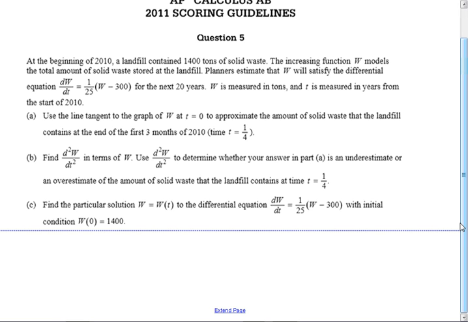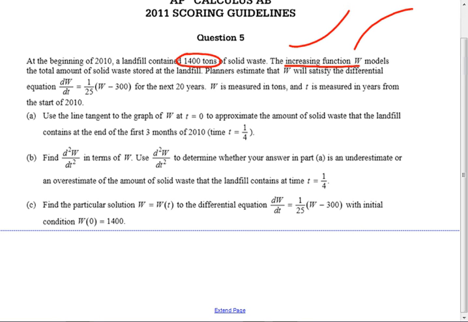And we have a landfill. It has 1,400 tons of waste. I like to circle the numbers because then I can actually get the numbers out of the problem and say that might be relevant. There's no guarantee. Okay? And it says I have an increasing function, which means it's either doing this or it's doing that. I just know that.